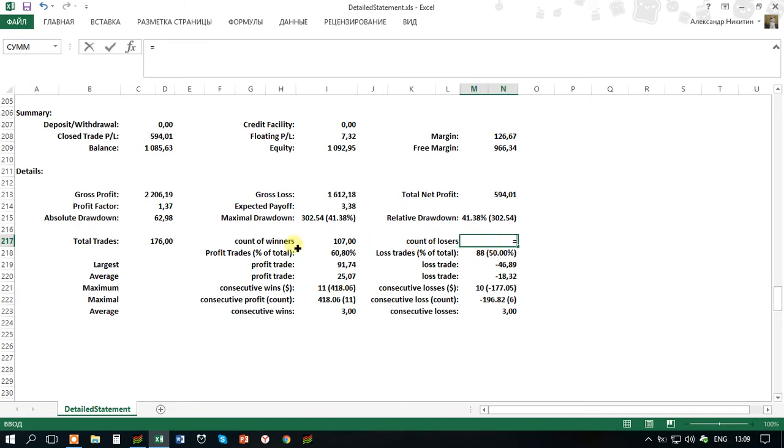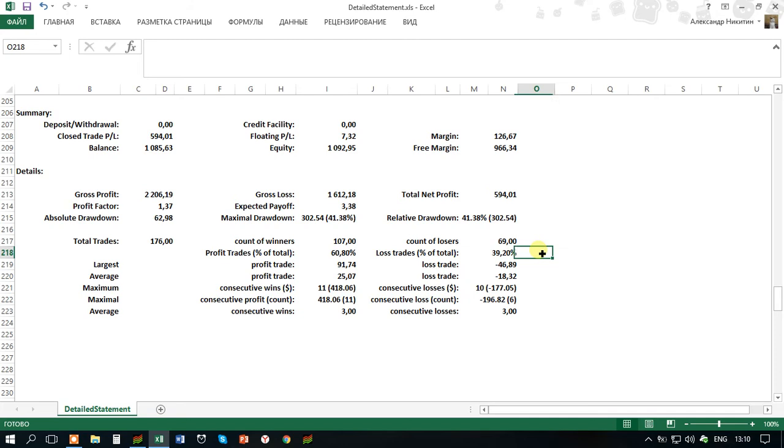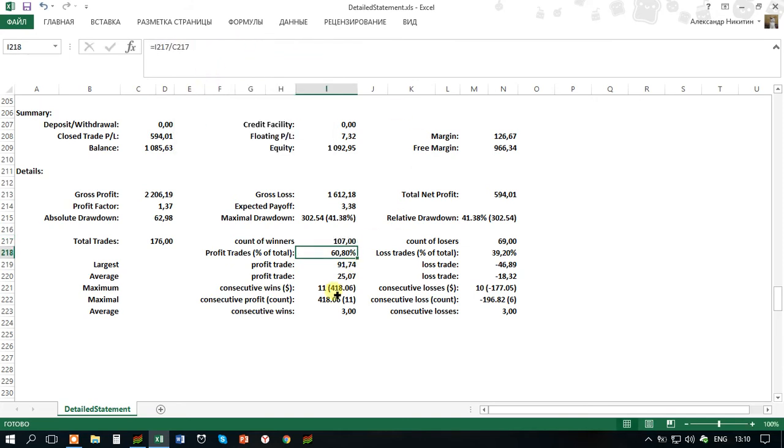Okay, let's say count of losers. Let's do faster. All patterns minus winners, they are losers. Okay, and then let's calculate the percentage of losing trades. Yes, it equals all losers divided by total. So it should be percentage, 39% of losing trades. So out of 10 trades, I typically win 6 and lose 4, roughly saying. Okay, then I will copy this formula, and then I will go here.